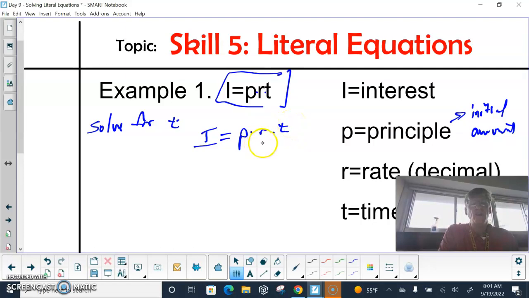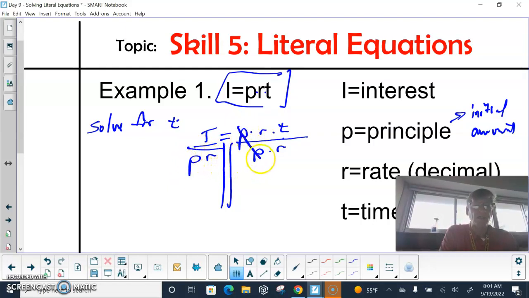And I want to undo these. So I have two multiplication portions here, so I'm going to divide these off. I want t by itself, so I need to get rid of the p and the r. And I can literally do this in one step because I can divide by p and I can divide by r, because those are both times. But what I do to one side, I need to do to the other. So I'm going to divide by p and r.